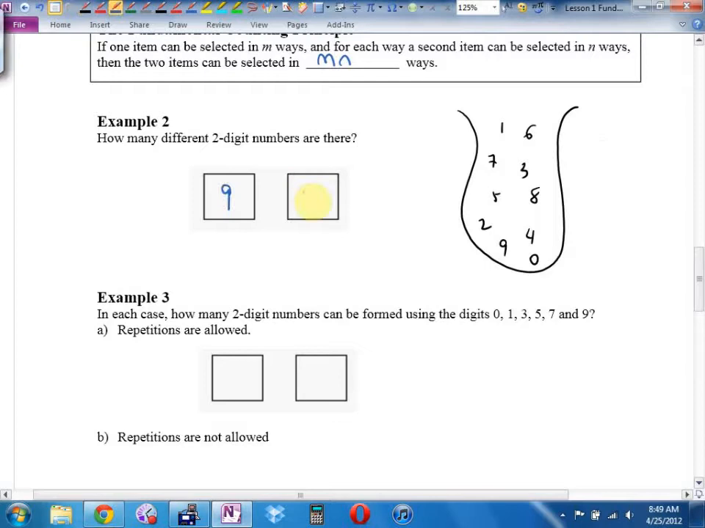How many choices do I have for the second digit? Now, the question is, once I've pulled a number out of the grab bag, in this question, does it go back in and get reshaken? Yes, we'll talk about when you can't reuse and when you can reuse, but I think I have 10 choices, right? I can use any of those for the second digit. So, how many different two-digit numbers are there? 90.